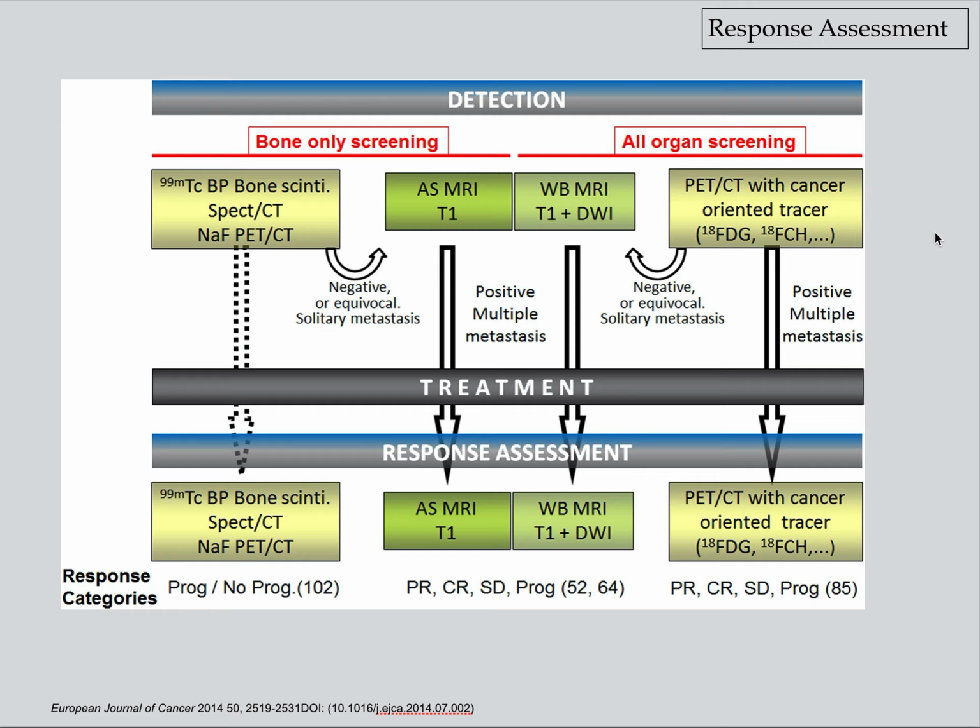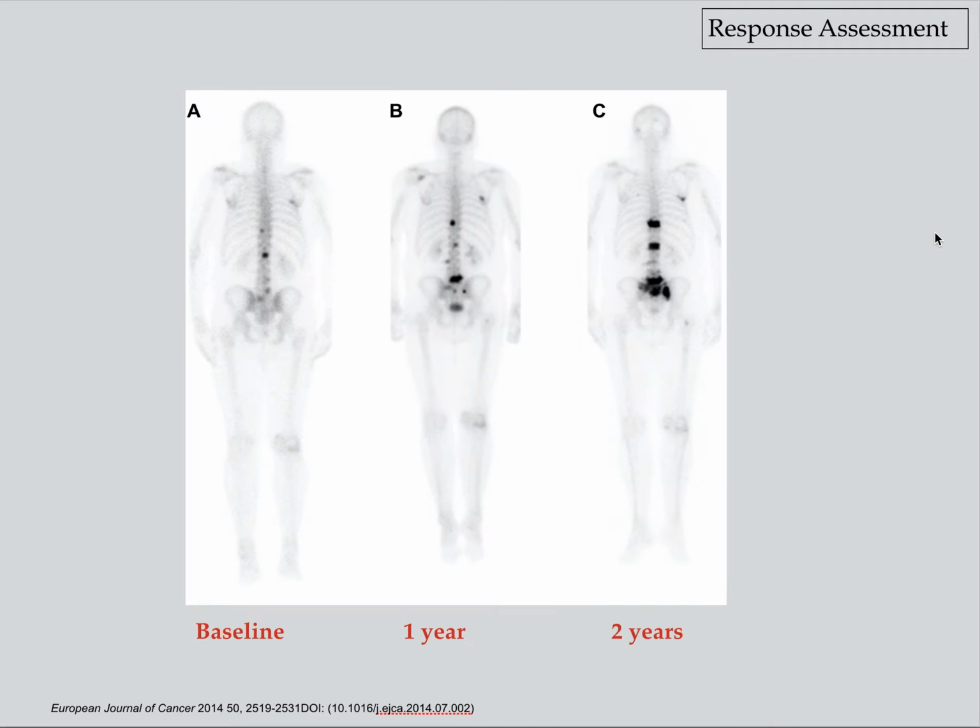This is a really nice chart from a paper that talked about response assessment using bone scans. When the chart looks that complicated, you can clearly tell that bone scans do not work for assessment of tumor. So in this particular case, it seems to be relatively straightforward. We have a few bone lesions. On the follow-up a year later, we have more, and then 2 years later, we have more. So clearly, this is a tumor that's progressing.